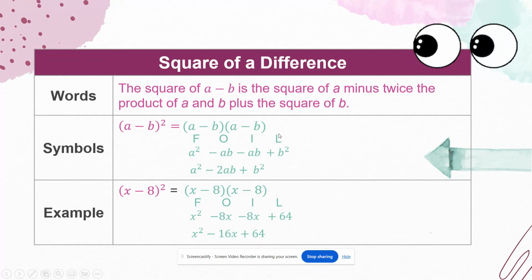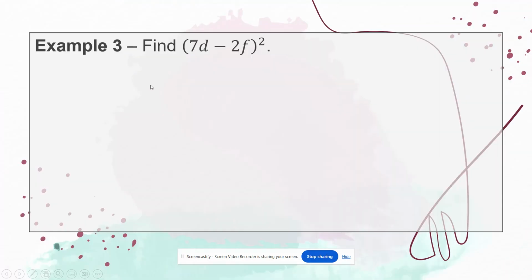Okay, so again, hopefully we're starting to notice these patterns as we work through some of these problems and see some actual examples. All right, let's take a look at an example of a square of a difference. Okay, I have find the parentheses 7d minus 2f close parentheses squared. Okay, so I'm going to write this out as repeated multiplication, and then I'm going to FOIL. 7d times 7d is 49d squared.